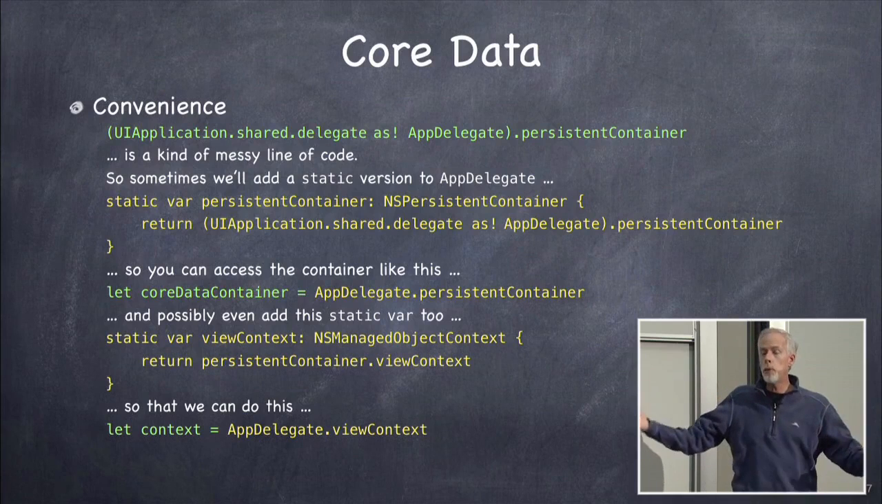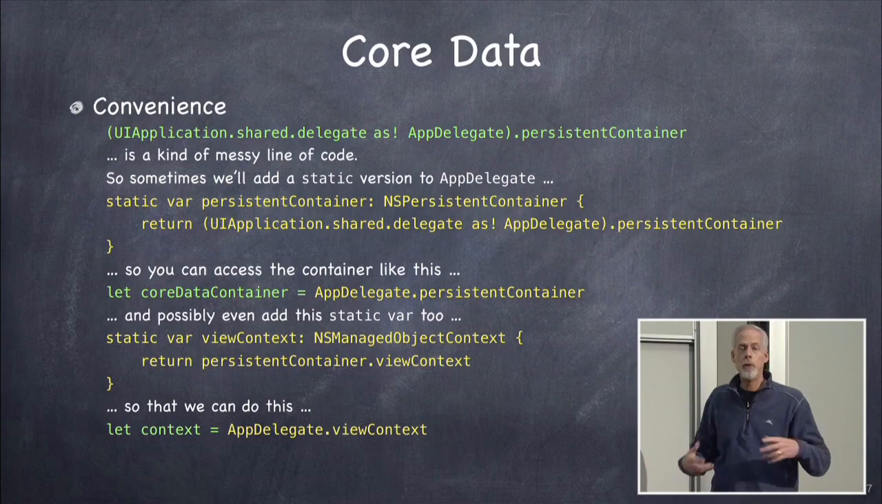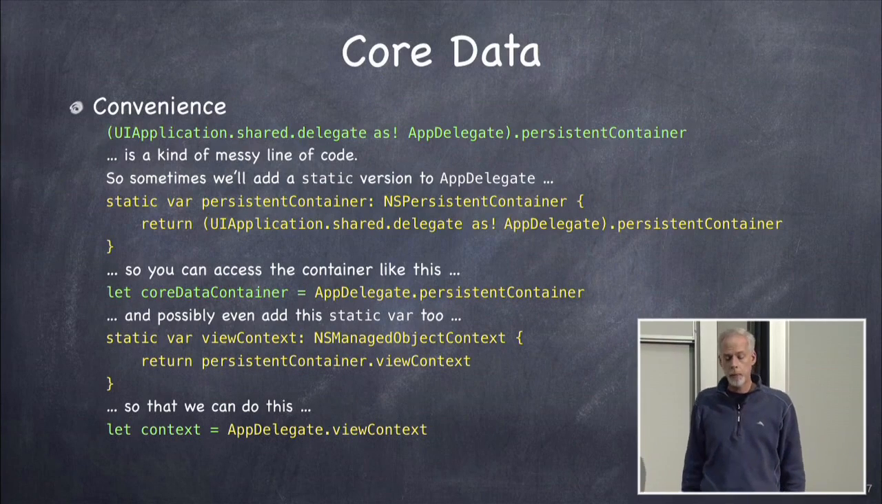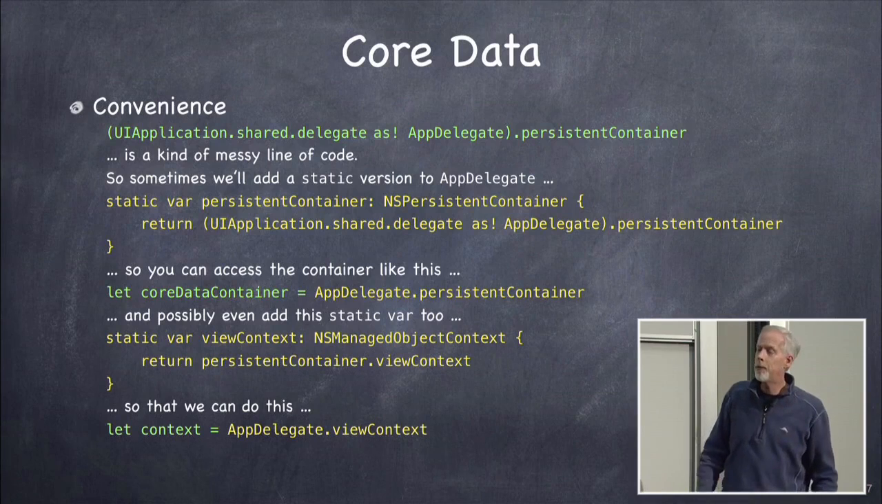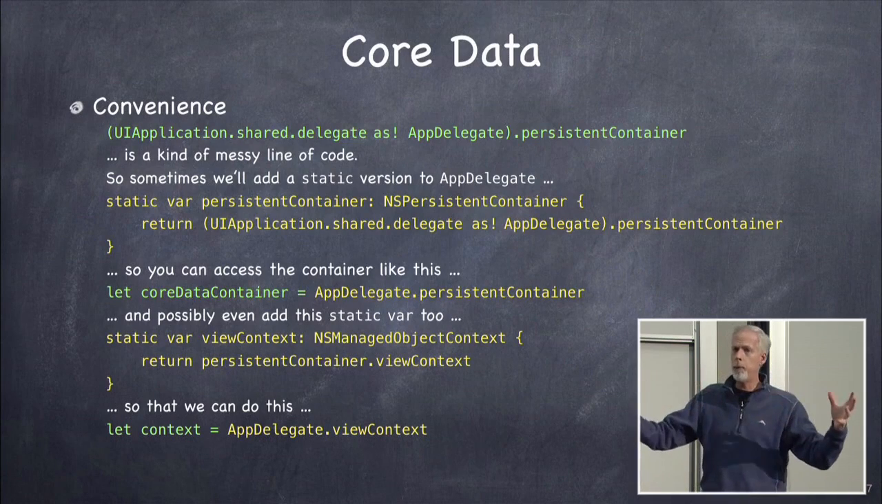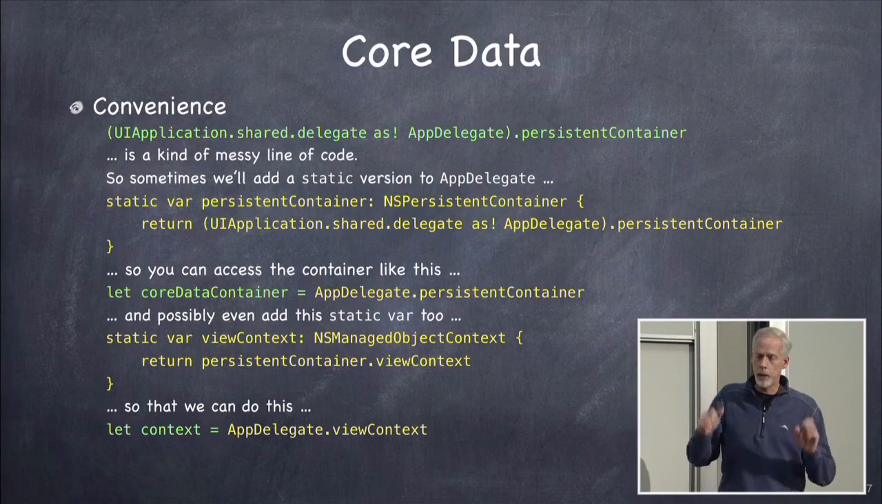You could even create 2 persistent coordinators with the same model. So they would be separate databases, but have the same model, the same entities, attributes, and relationships. That's perfectly allowed as well. But for everything you're going to do in this class, and really for most apps, you're going to have one big database, and you're going to have this one persistent container that is the container for it.